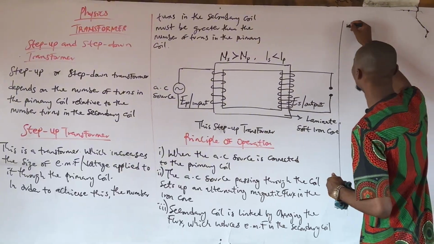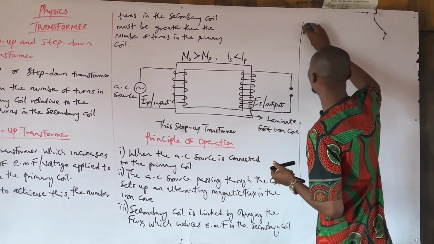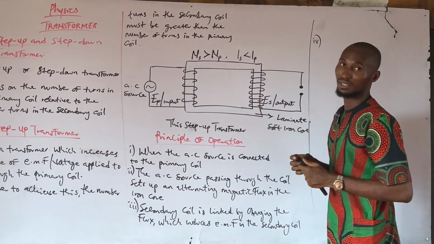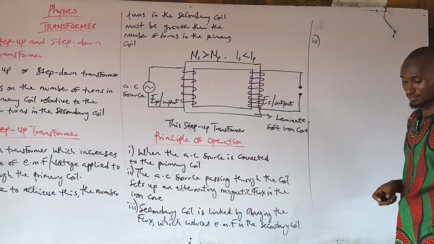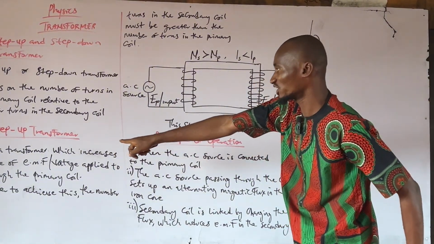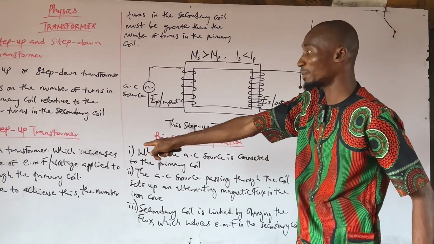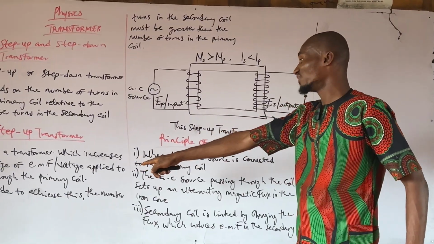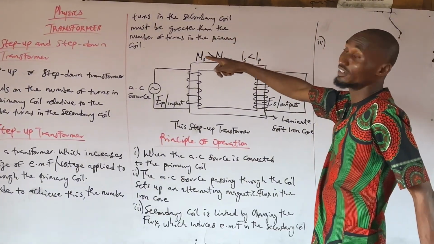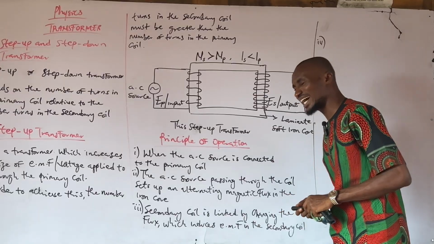Now four. Pay careful attention to this. Remember we said that a step-up transformer is a transformer which increases the size of the EMF/voltage applied to it through the primary coil, right? In order to achieve this, the number of turns in the secondary coil must be greater than the number of turns in the primary coil. Is that correct? Good.